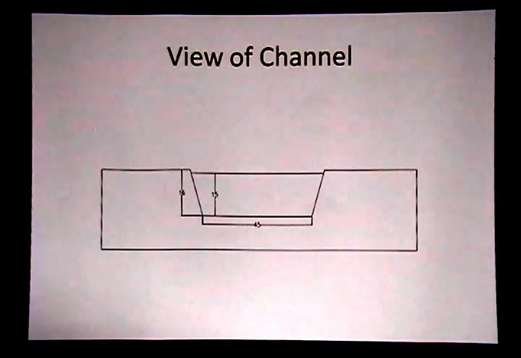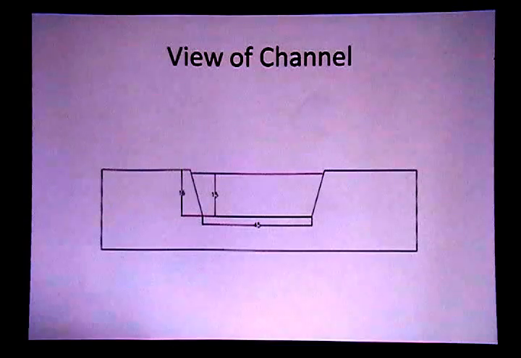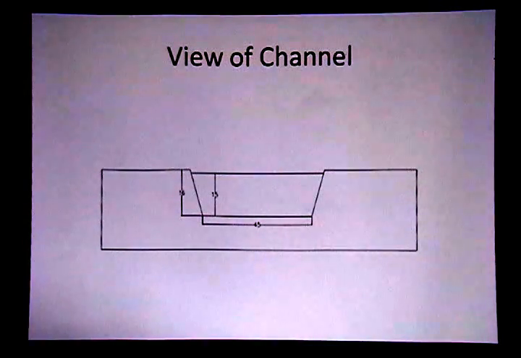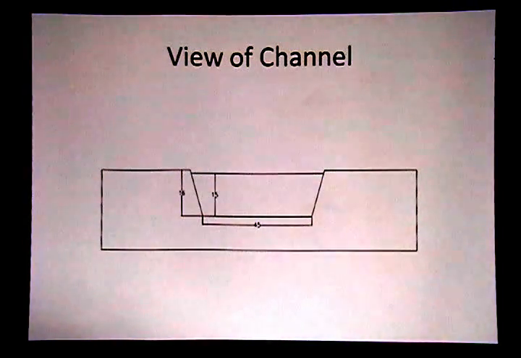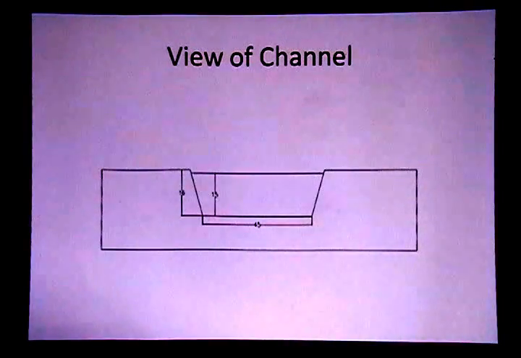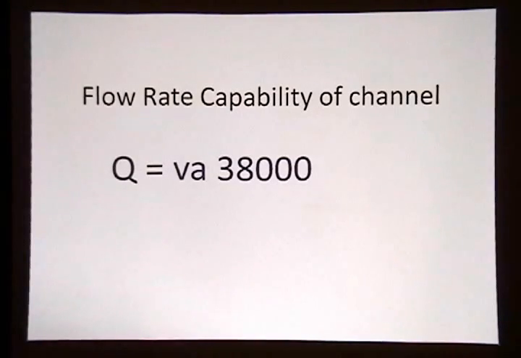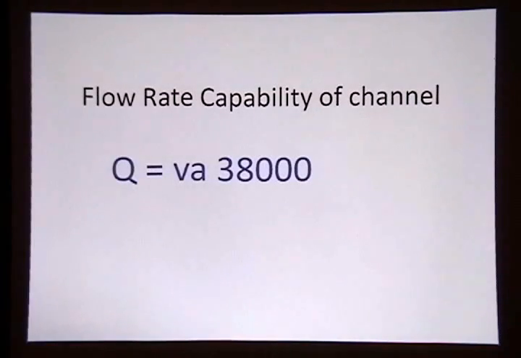This is a cross-sectional view of the channel that we will be creating, which is a trapezoidal channel, which will have a depth of 15 meters and a height of 16 meters and a width of 45 meters. That will lead to a lake. The flow rate of the channel will be 38,000 cubic meters per second if at full capacity.